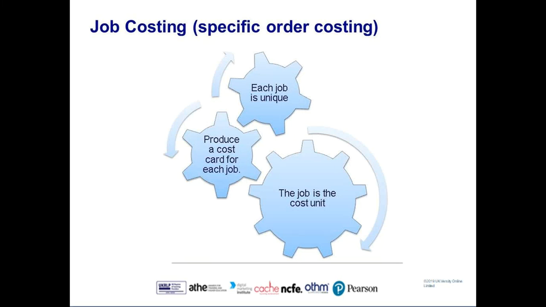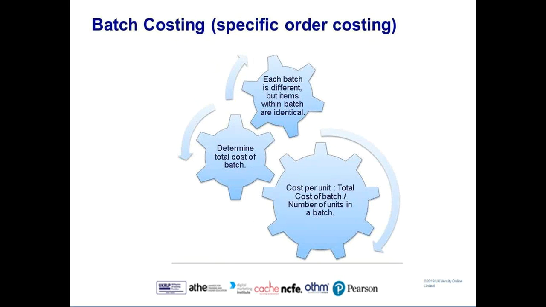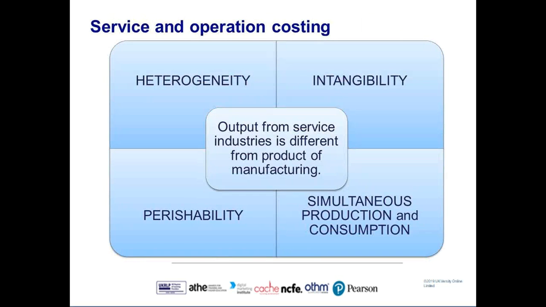Job costing. Each job is unique, and we produce a job cost card. Like when you extend a house, the builders will tell you, this is your job, we'll charge you this, it requires this. So a longer job means more cost. The job is the cost unit. Batch costing. We are producing goods in batches. Each batch is different, but the items within the batch are identical. So from the total cost of the batch and the number of units in the batch we produce, we can calculate the cost per unit.